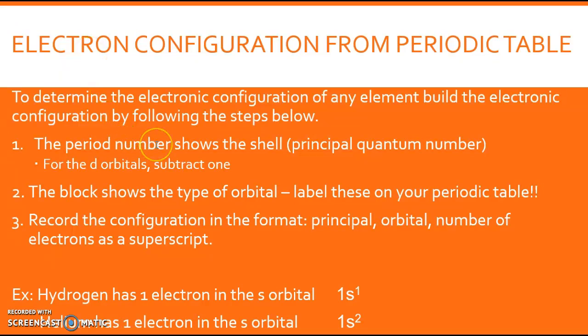So first, the periodic table: the number of the period on the periodic table shows the shell, which is the principal quantum number. For the d orbitals, you just have to remember to subtract 1. The block shows the type of orbital, which refers to the orbital quantum number we talked about. You want to label these on the periodic table, and I'll show you how in a minute, and record the configuration in the following format. You'll do principal, orbital, and then a subscript. This is just like we were doing yesterday, if you think back to the last lesson. So 1s, something like that, but then these numbers change with 1 and 2.